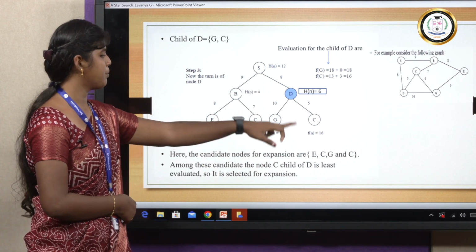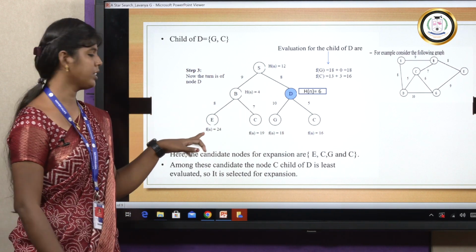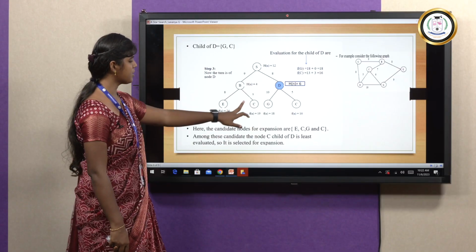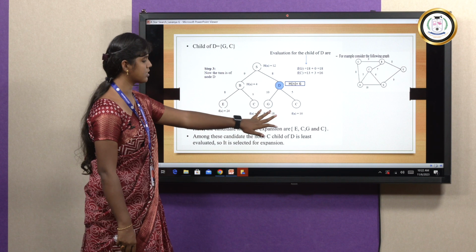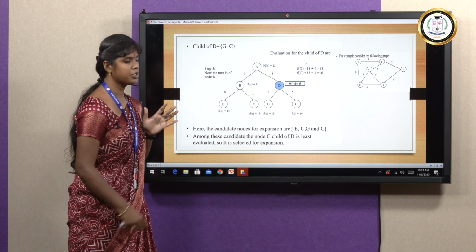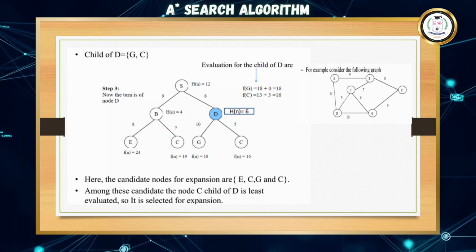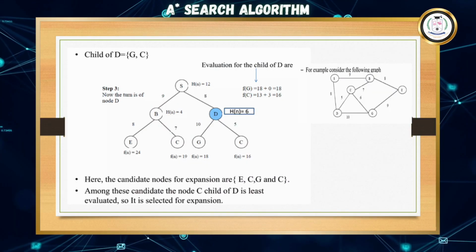So for S, we'll be having 4 children nodes, and the same way we see which one is the least: E 24, C 19, G 18 and C 16. So totally we'll be having 4 nodes. In those 4 nodes, you need to see which one is the least. So see here, 16 is the least one. So that I need to proceed with.